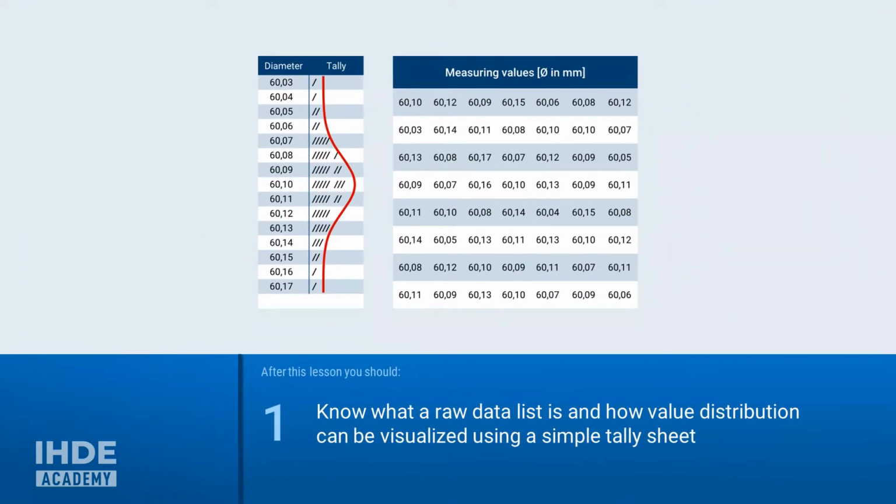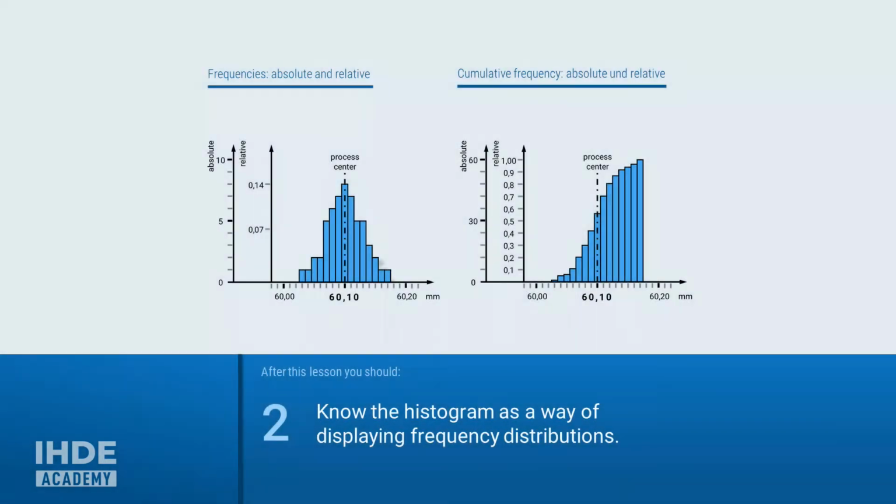And hello again to this lesson, which essentially has two learning objectives. At the end, you should know what a raw data list is and how the distribution of values can be made visible with the help of a simple tally. At the end, you should be able to create a histogram yourself.